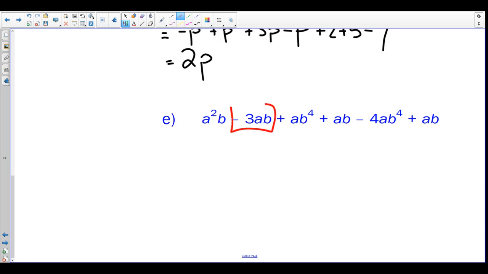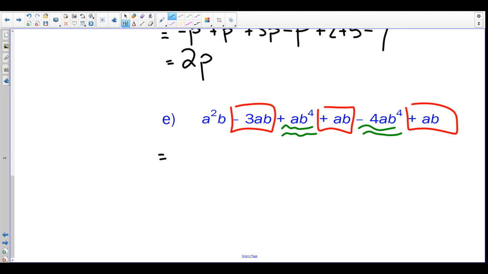Yep. So there's a minus 3ab, there's a plus ab, and another plus ab, and then we have plus ab to the exponent 4, and we also have minus 4ab to the exponent 4. So we have two sets of like terms here. Everything has a dance partner except for a squared b. Okay? So we got them intermingled a's and b's, so we're not going to get too worked up about how we arrange these things in what order. We might as well just do a squared b first. So a squared b has no dance partner, so it's just written out like that.